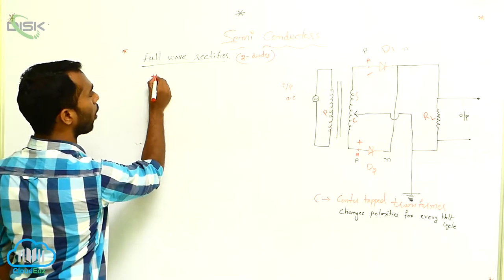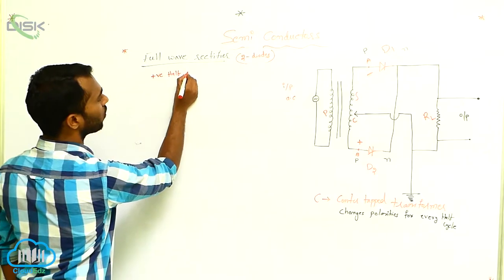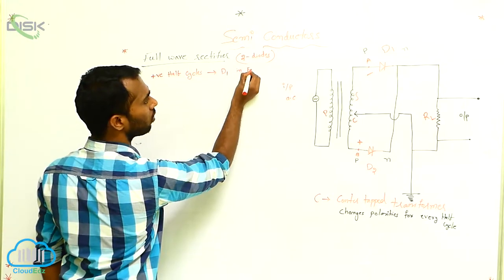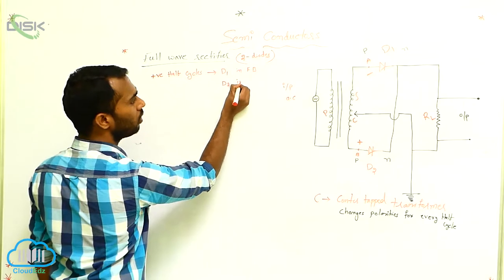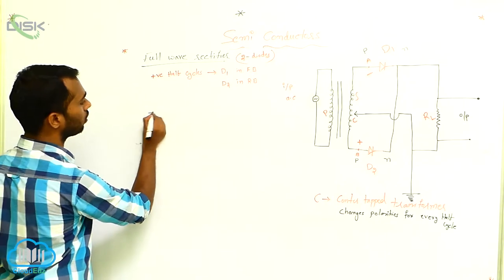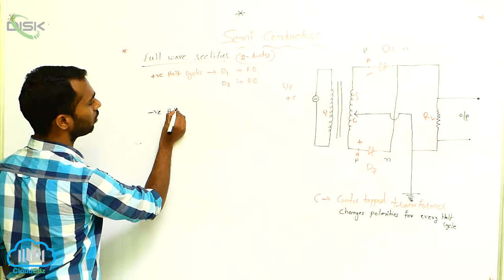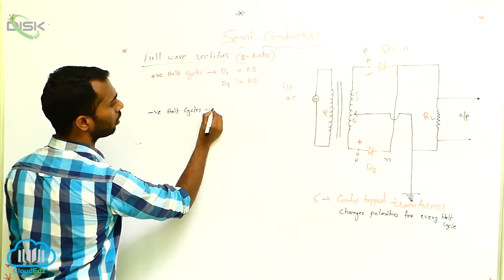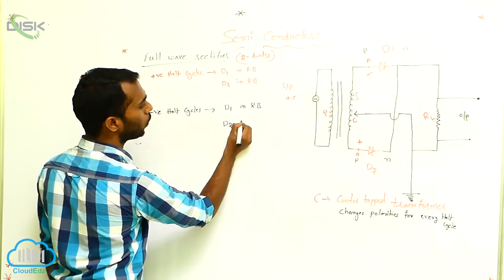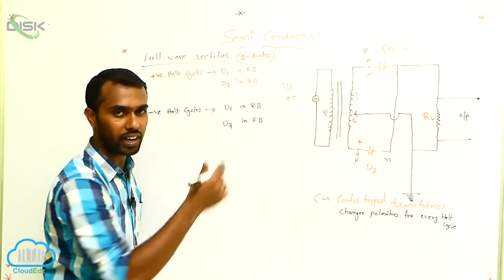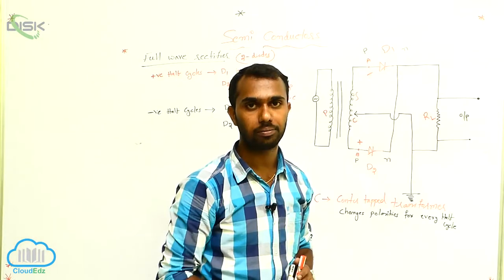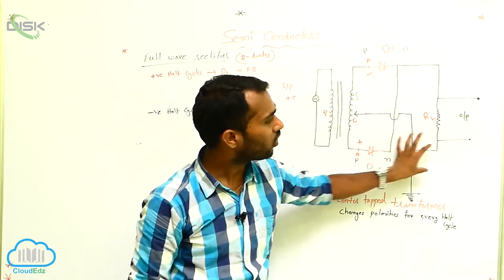For positive half cycles, diode D1 is in forward bias and diode D2 is in reverse bias. Go for negative half cycles. For negative half cycles, diode D1 is in reverse bias and diode D2 is in forward bias. You can understand easily. Only positive half cycles are passing through diode D1 and negative half cycles are passing through diode D2.